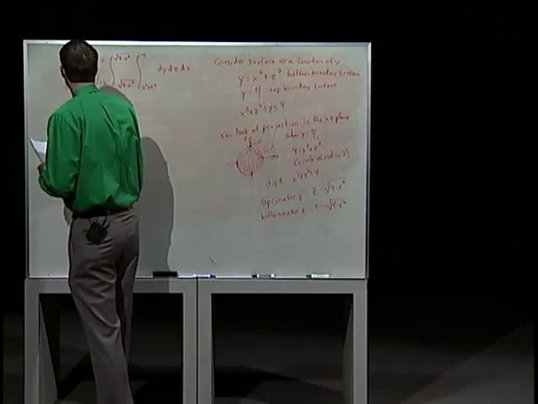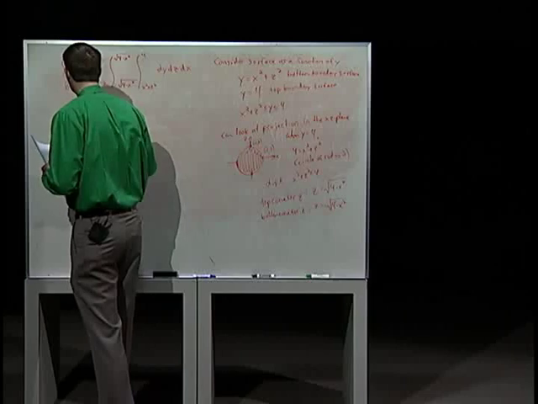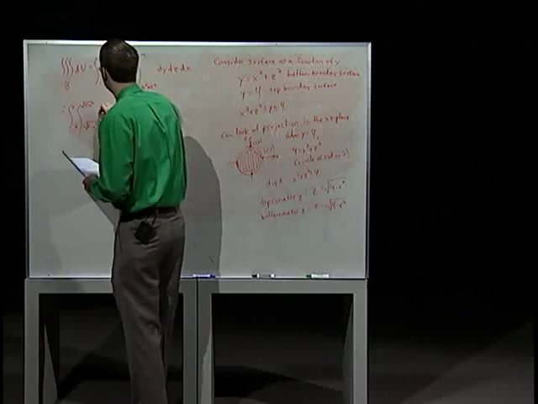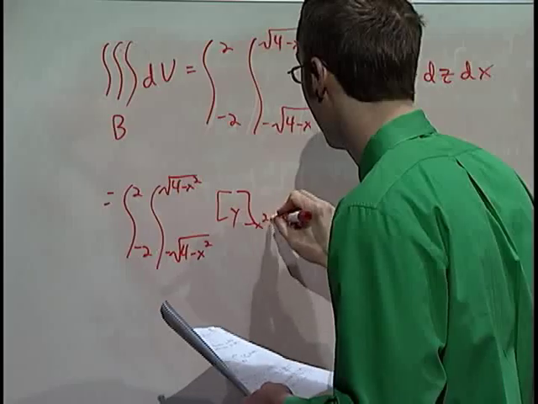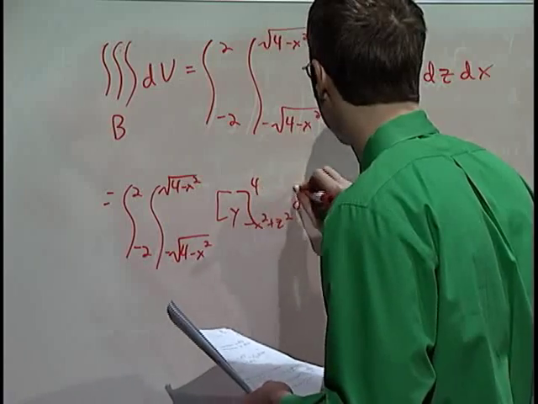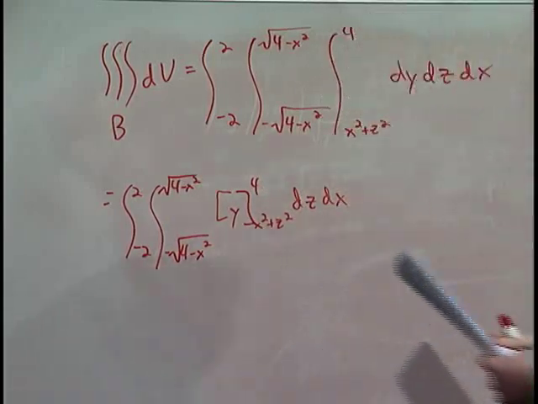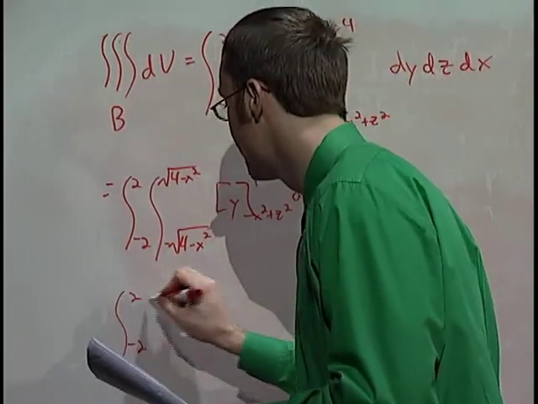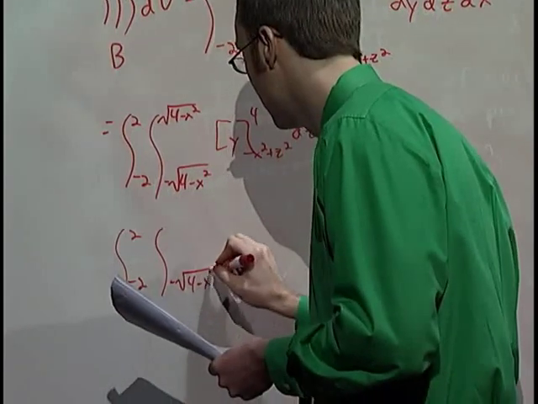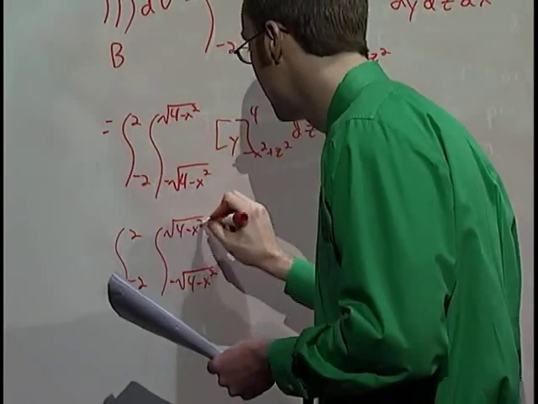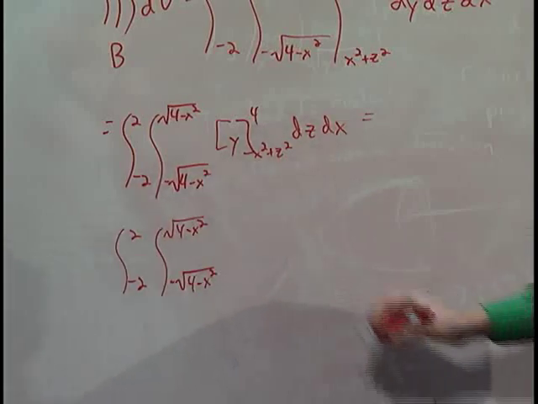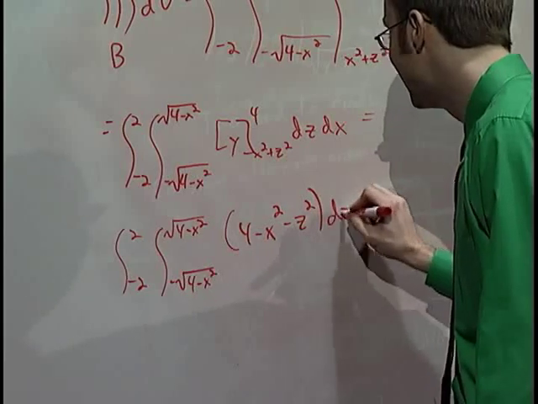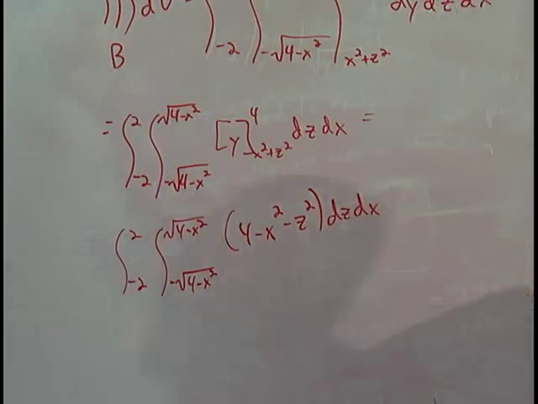So we've got -2 to 2, negative root 4 minus x squared to root 4 minus x squared, then we have y from x squared plus z squared to 4 dy dz dx. Okay. So what happens there? Integral -2 to 2, integral of the roots. All right. So we wind up with 4 minus x squared minus z squared dz dx, right?